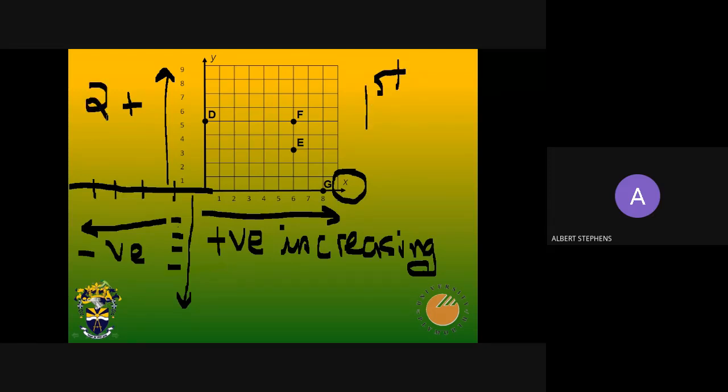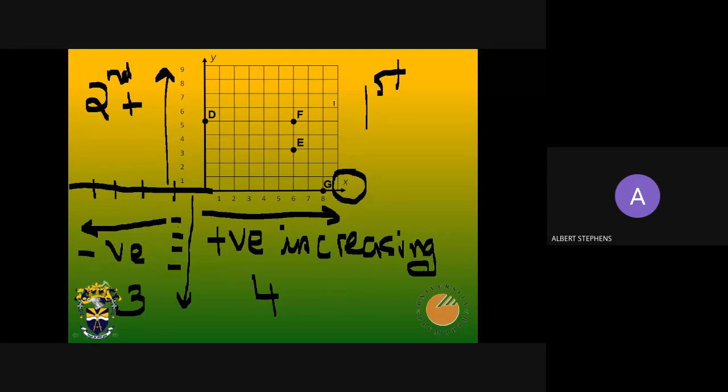Now, this is called the first quadrant. This is what we call the second quadrant. This is the third and the fourth. You notice the word quadrant: quad as in quart. So you can split your Cartesian plane into 4 equal quarts.